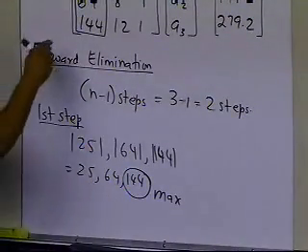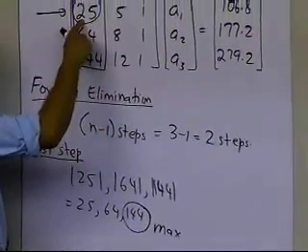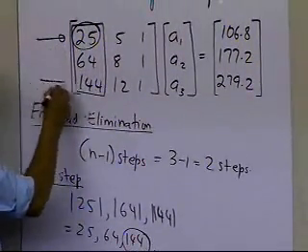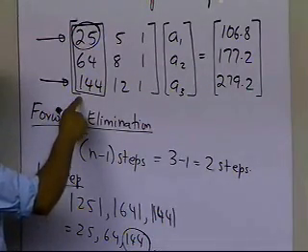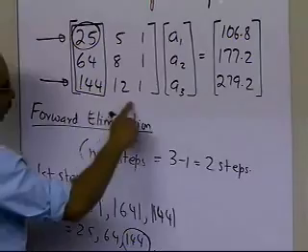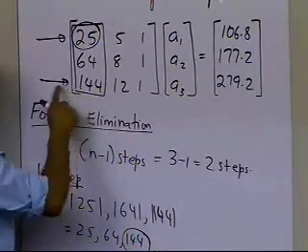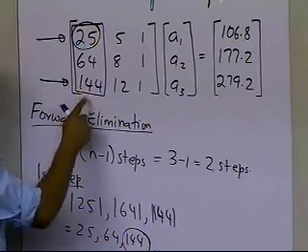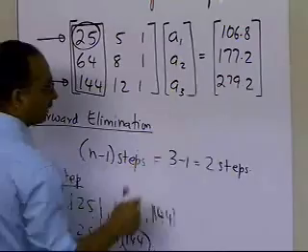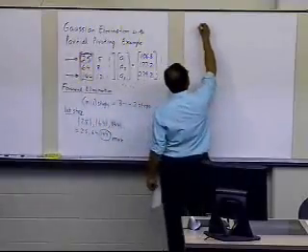Since 144 is in row 3 and this is the first step of forward elimination, we have to switch row 1 and row 3. Keep in mind that when you switch row 3 with row 1, because that's where the maximum absolute element is in the first column, you switch the right hand sides also. Otherwise the equations will not stay the same. Let's go ahead and see what the resulting equations are.